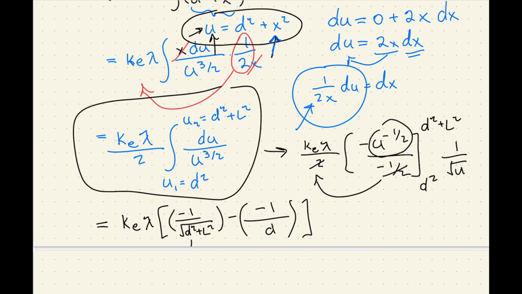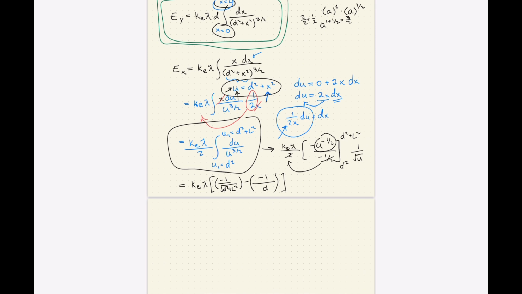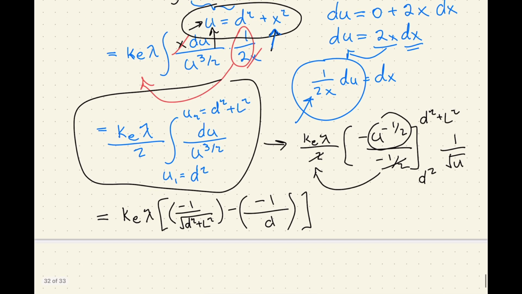So this is actually the answer. Sorry if it looks a little messy. This is the answer. We have ke lambda, and we have this factor inside over here. You can simplify this factor. Alrighty, I am back. I'm just making a double check here that we got the correct answer.